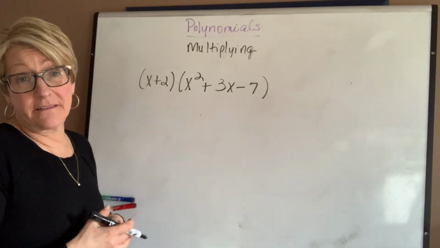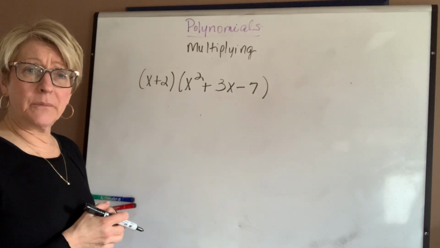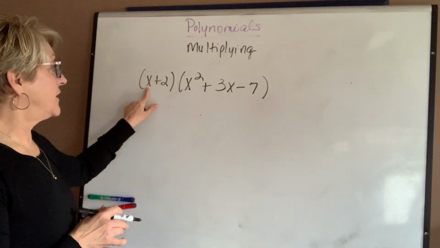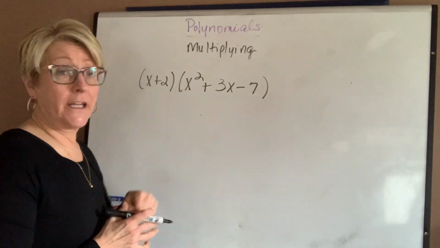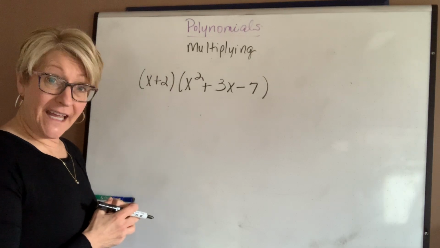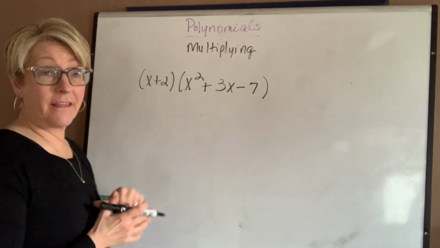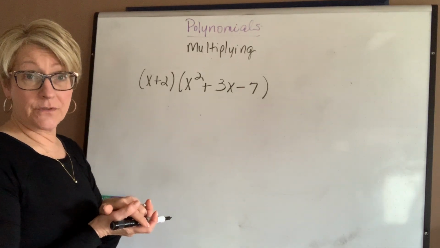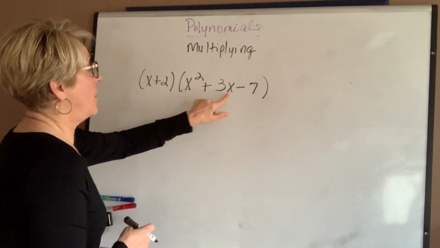So there's a couple ways to set this up. Here's how I prefer to do it. I think of this like a double distribute. In other words, I have to distribute this first term, or multiply this first term, times everything in here. And then I have to come back and take this term and multiply it by everything in there. And then I'm going to combine my like terms. So this is how I set it up. I'm going to multiply x times all of these terms.